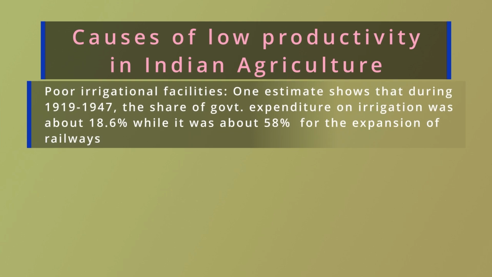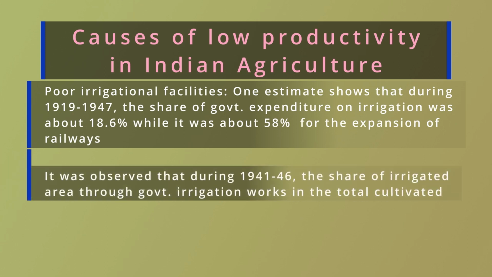The first thing is poor irrigational facilities. In fact, during the British time, they gave more emphasis on railways rather than our irrigational system. One estimate shows that during 1919 to 1947, out of the total expenditure by the British government, only 18.6% went to irrigation and 58% went to railways. So more emphasis was on railways and less emphasis was on the Indian irrigational system.